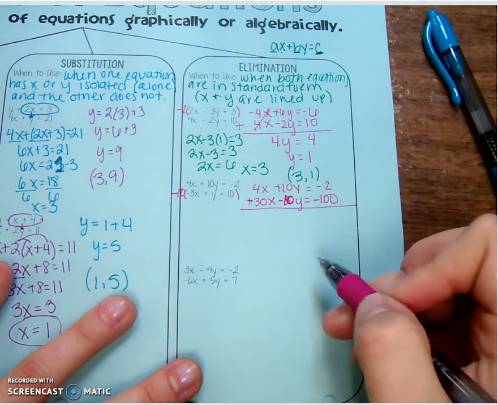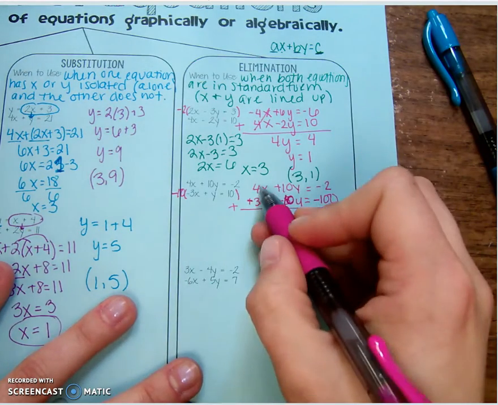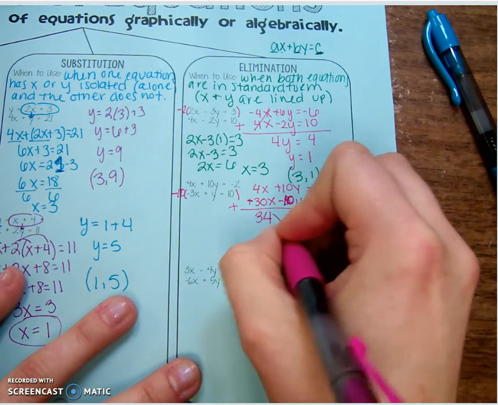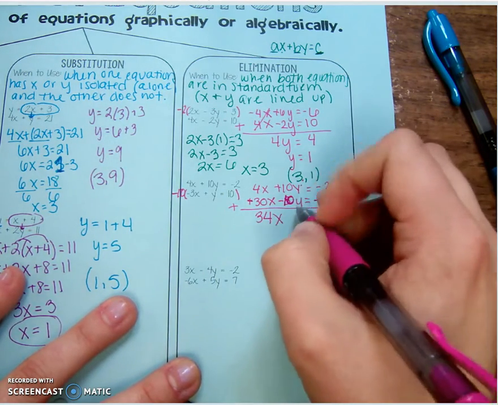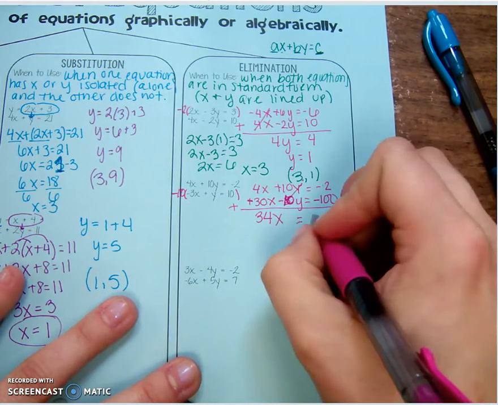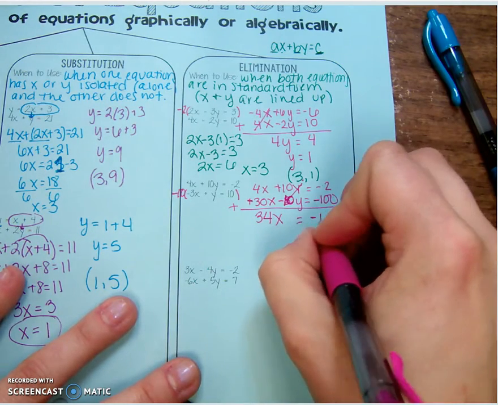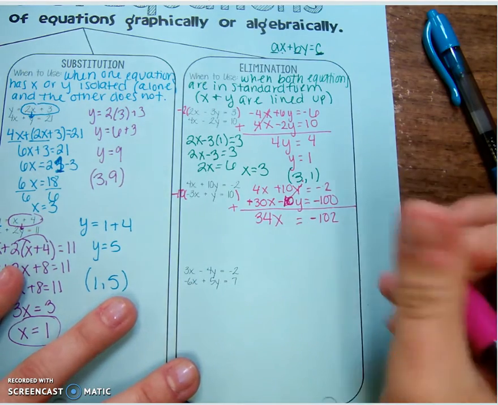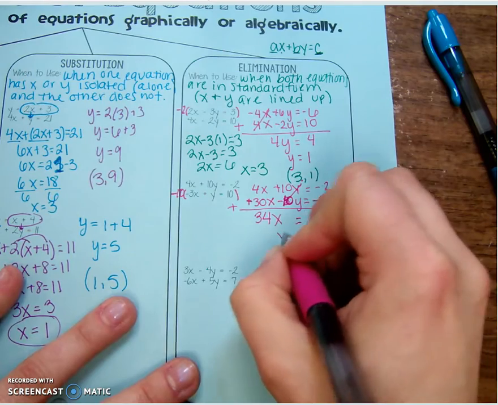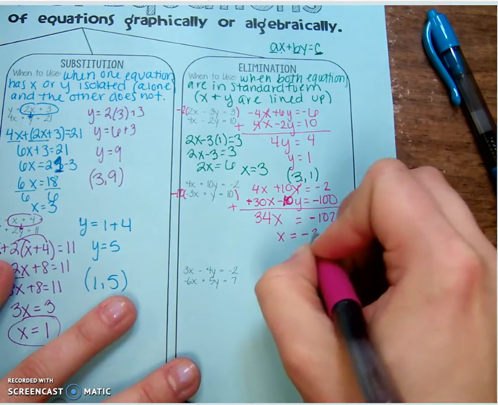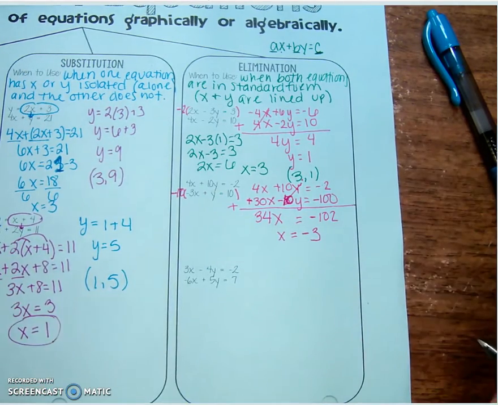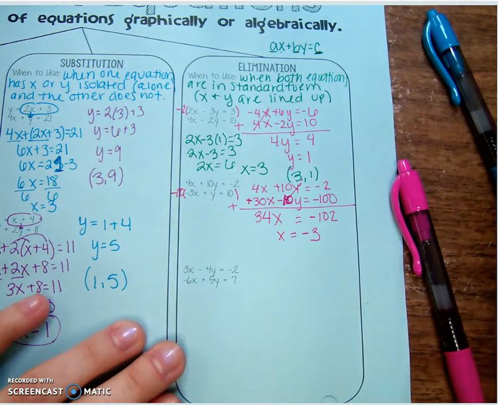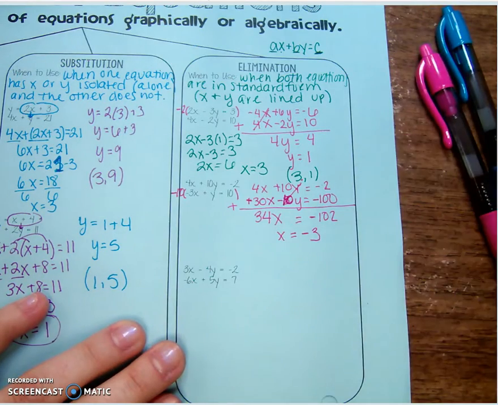My y's are opposite signs, so I'm going to add. 4 plus 30 is 34x. 10 plus negative 10 zeroes out, and then equals negative 102. Negative 2 plus negative 100 is negative 102. Divide both sides by 34. X equals negative 3. Plug it back in. Doesn't matter where you go with it. Maybe the top one, both of them have a negative in it somewhere.